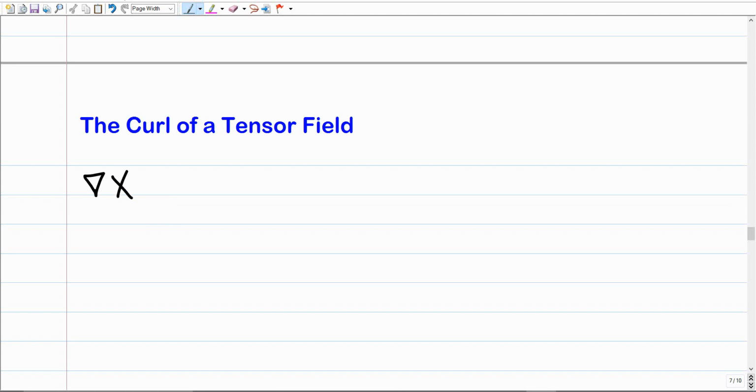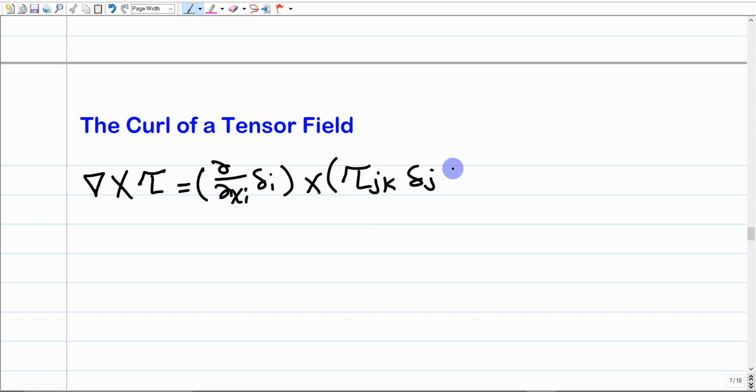If you are interested in the curl of a vector, you're just gonna add the vector here. If it is a tensor, you're just gonna add the tensor. Here we are interested in the curl of a tensor, so we're gonna have a tensor tau. What is the nabla? It should be partial by partial xi delta i cross the tensor, which is tau jk delta j delta k. Make sense? Then do the multiplication of the partial by partial xi of the tau jk.